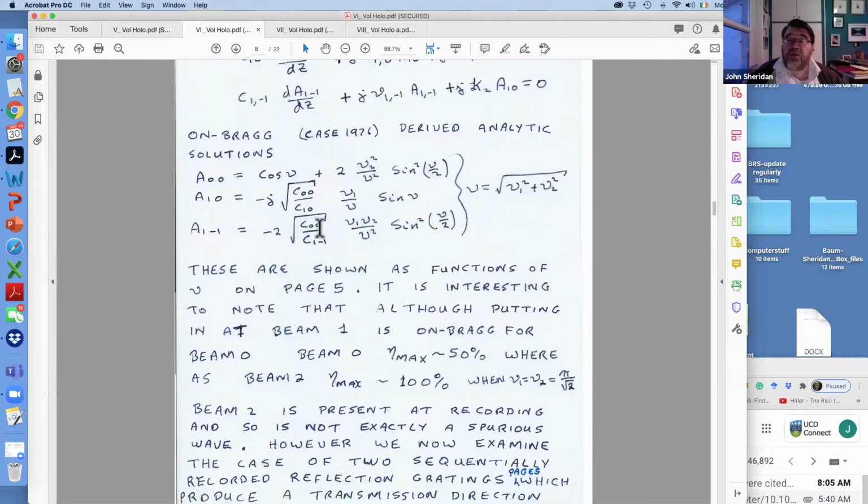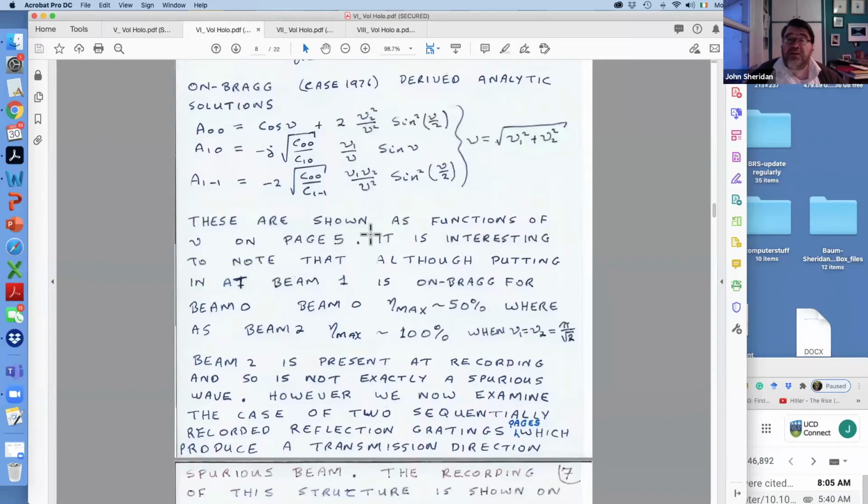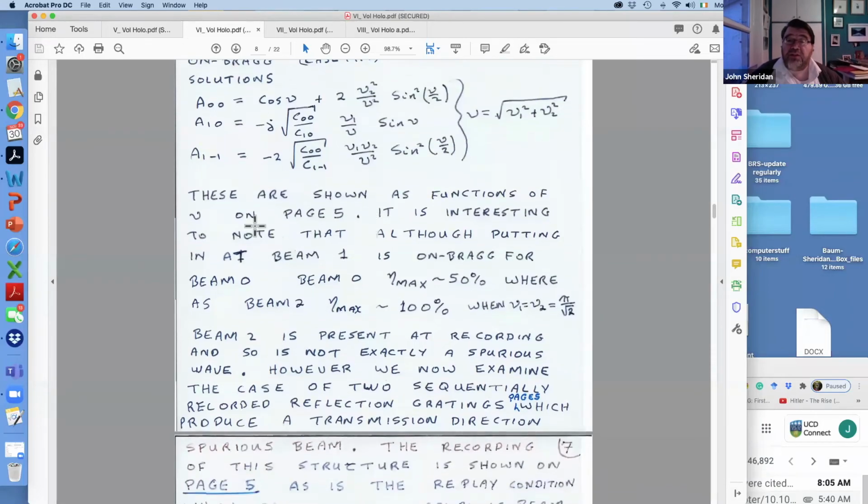He solved these differential equations analytically, and he came up with a set of equations which looked like this. And you can see these are slightly more complicated than the ones we had previously. This was for the on Bragg case. These are shown as functions of nu, grating strength, and we've got the grating strength associated with the different beams, and we've got a combined grating strength. So this is two gratings, and this is nu on edge 5.